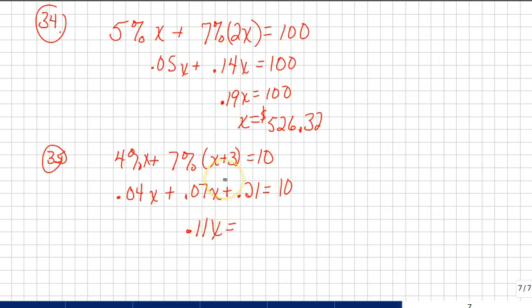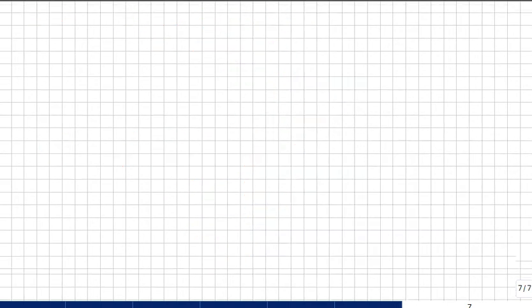And then what I'll do is take the 10 and subtract the 0.21 to the other side. So 10 subtract 0.21 is 9.79. And then we'll divide both sides by 0.11. And just using the calculator, x equals 89. Let me look back at the question, make sure we've answered it. It just says solve for x, so we are done with that one. 36, very similar.